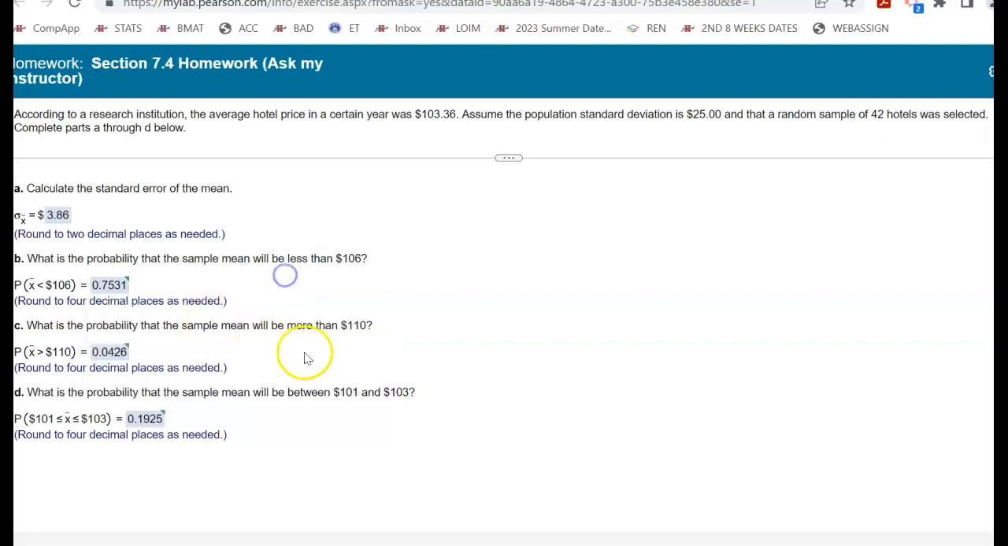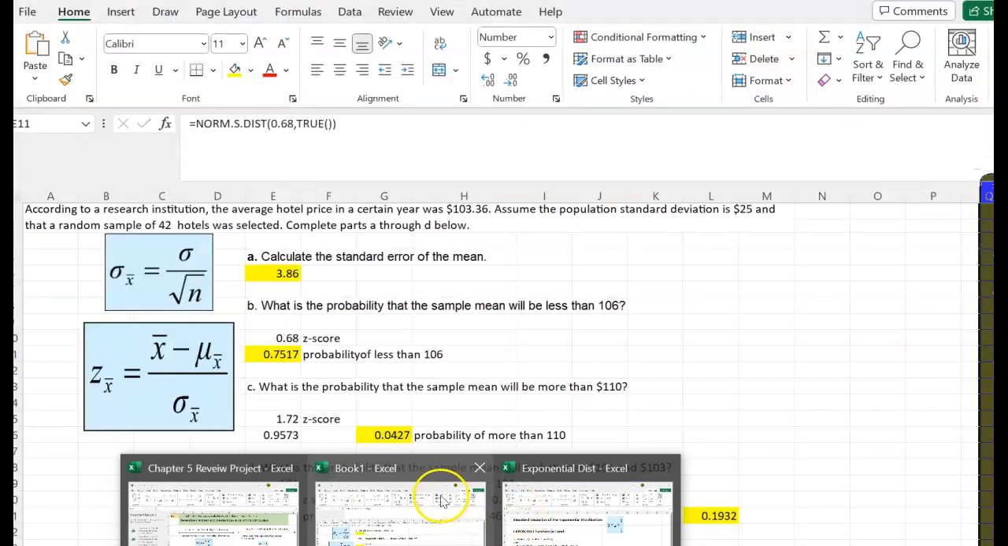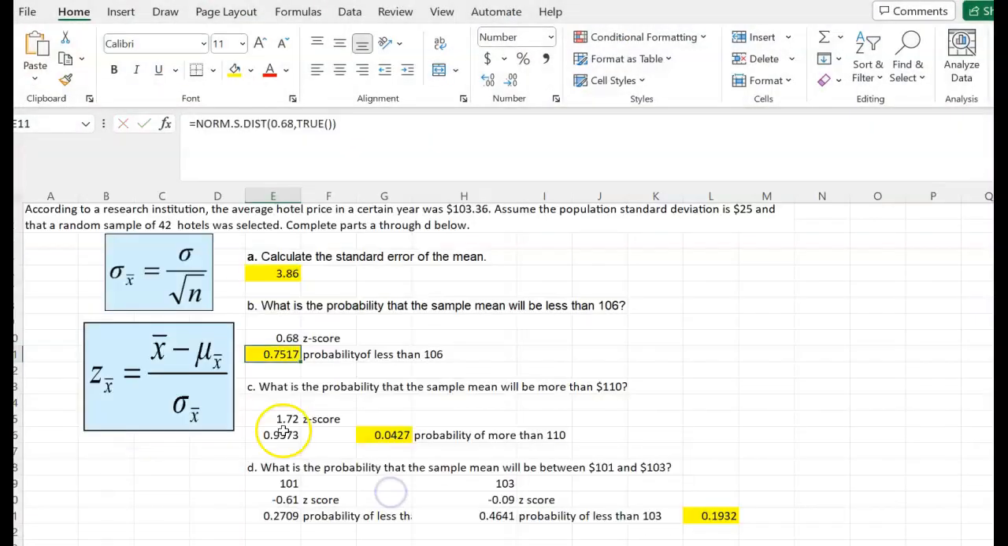Now for the next one, you're going to do the same thing, but this time you're going to first have to find less than 110. And then you can do 1 minus the less than to get the more than, because it's always going to return the less than for this.